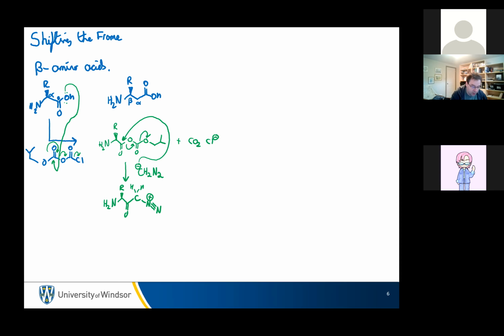This then deprotonates, giving us a nice stable zwitterion. And whenever you have, right after deprotonation, anytime you have something that can make nitrogen gas like this, it makes nitrogen gas.